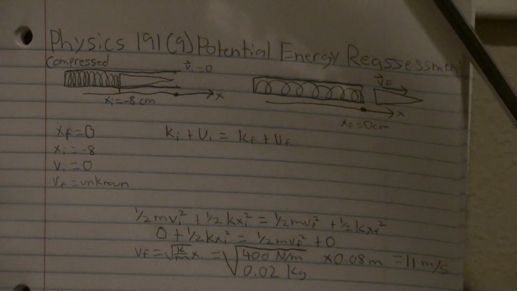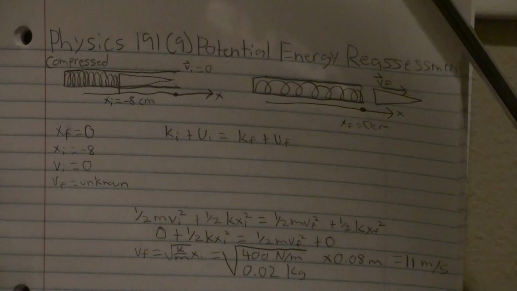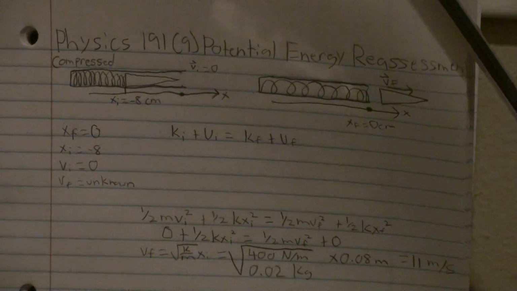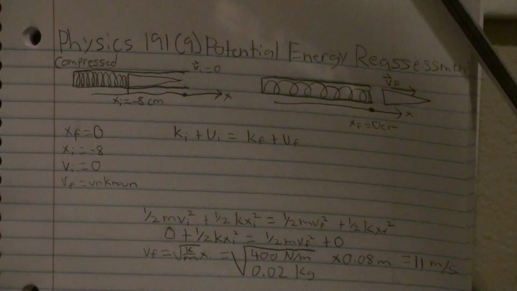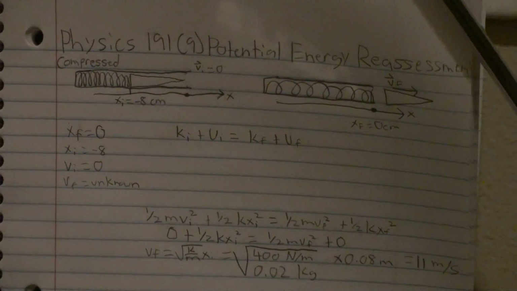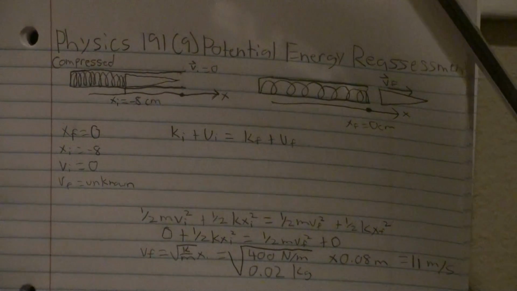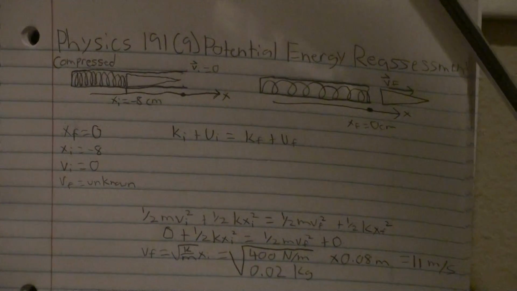And then since we're ignoring friction, no work is done by the non-conservative forces, so therefore the mechanical energy is constant using the formula K_i plus U_i is equal to K_f plus U_f. And we can ignore the gravitational potential energy because it doesn't change. And then using the equation for elastic potential energy in the spring, which is 1/2 m v_i squared plus 1/2 k x_i squared is equal to 1/2 m v_f squared plus 1/2 k x_f squared.